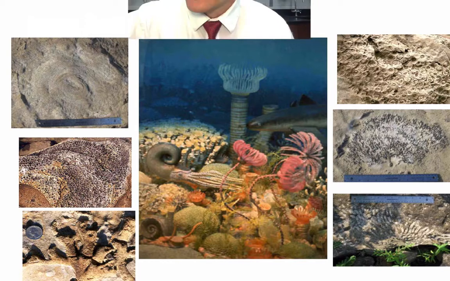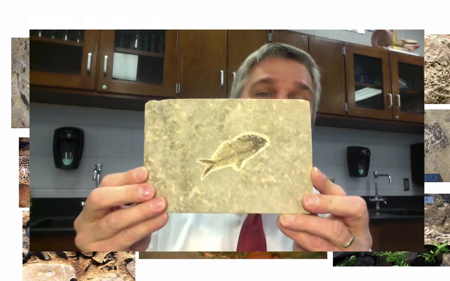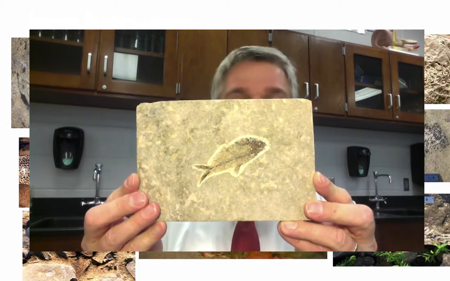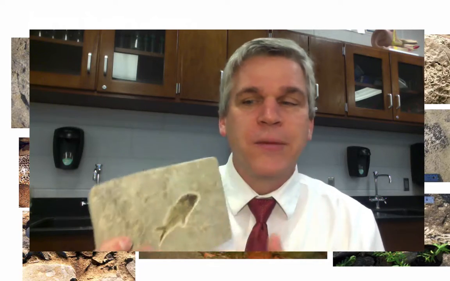And these are examples of some imprinted fossils. For instance, one of my favorite fossils that I have is my fish. This is a 58 million year old fossil. So this is an imprint of the fish, as well as a leaf that I have. But fossils can take all different types of forms.